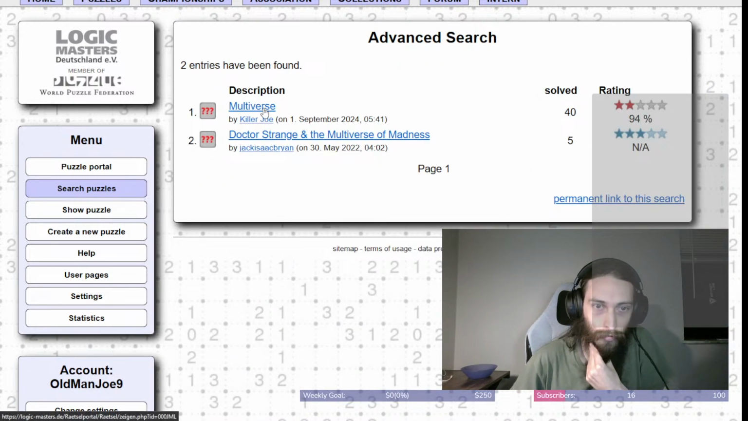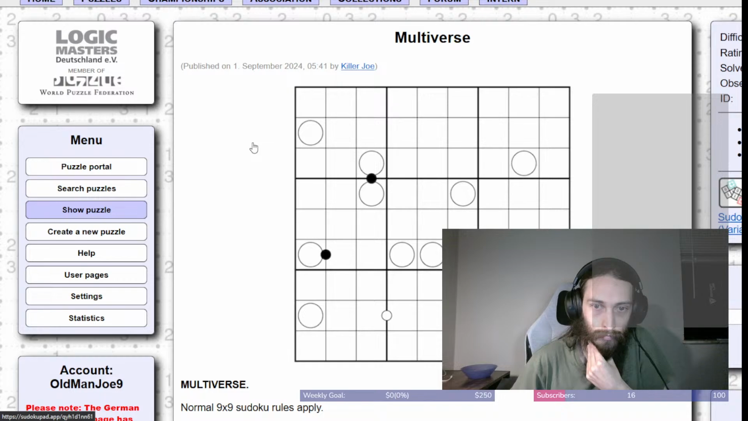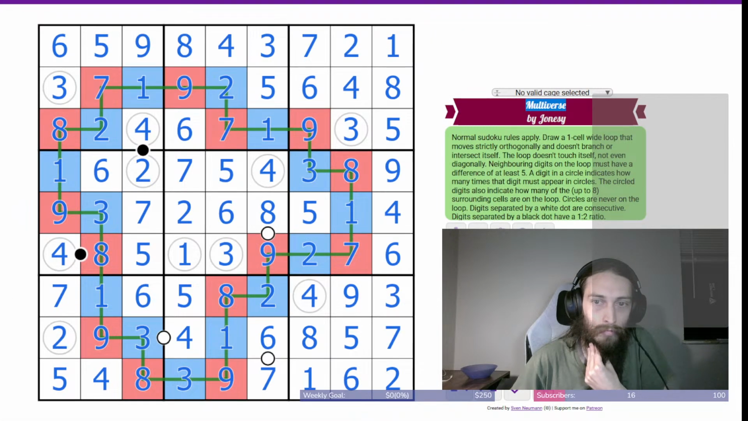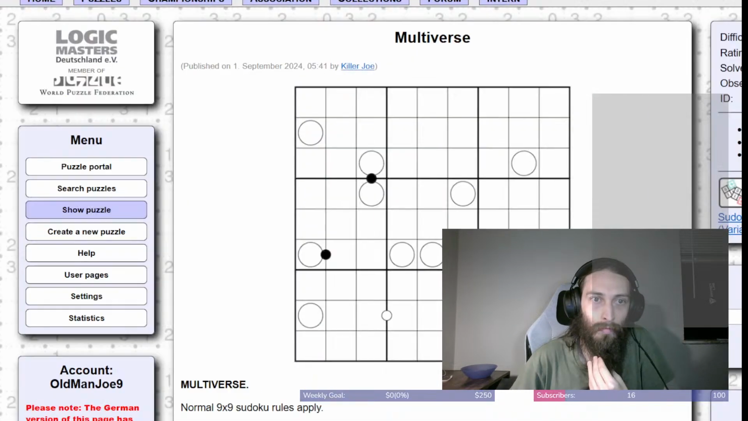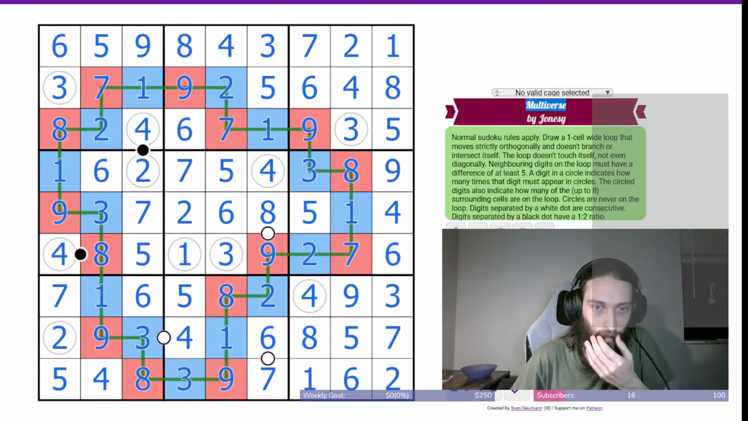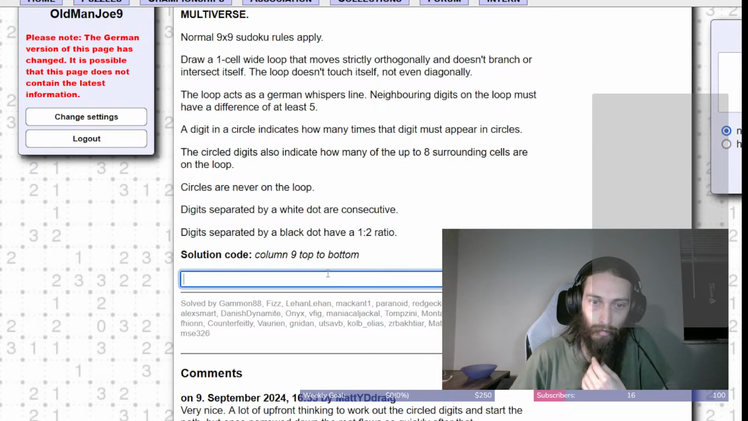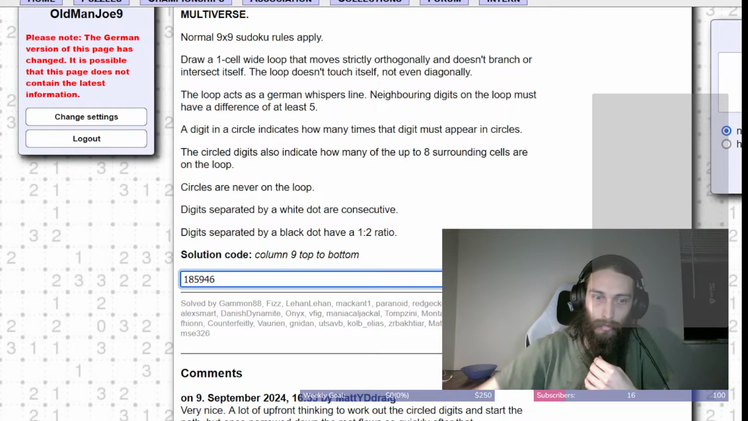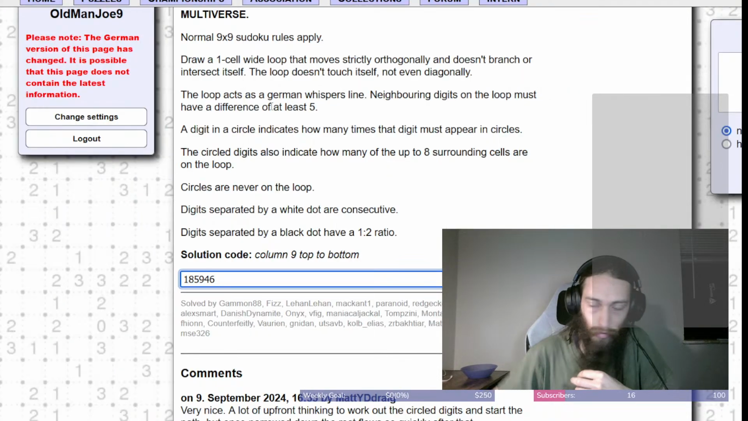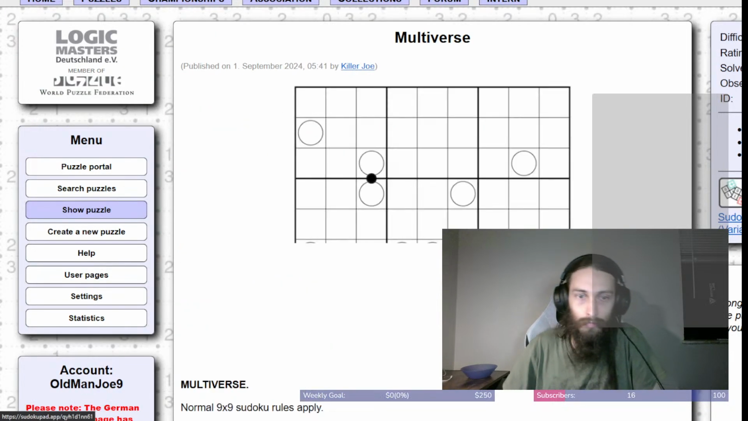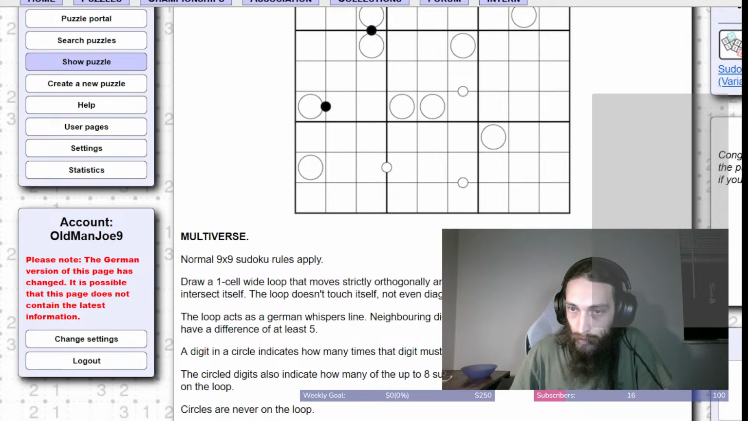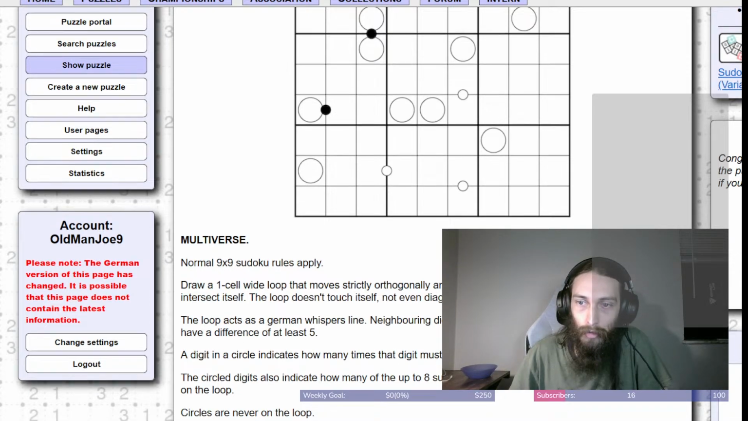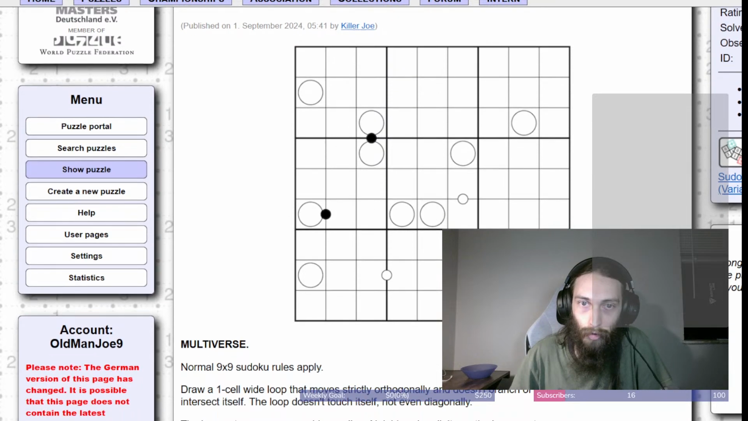Is this the same puzzle? It is. Column 9, top to bottom, 185, 946, and 372. That was very nice, but I thought that was fairly hard.